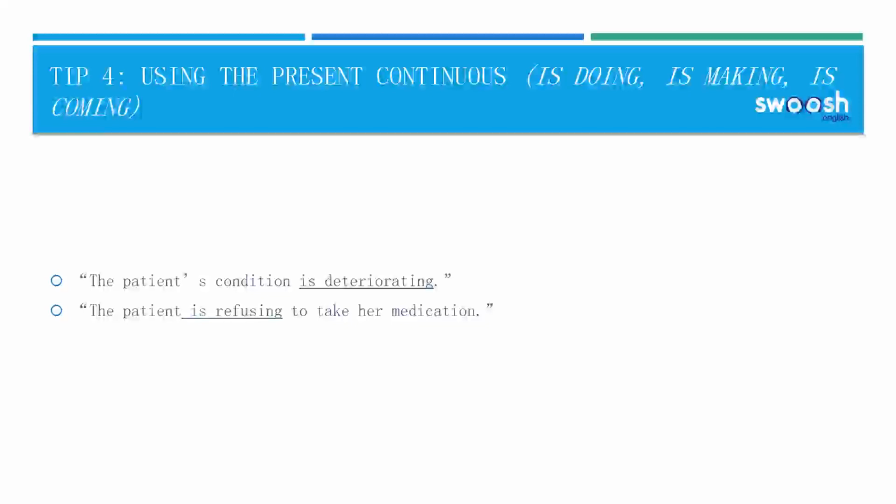For example, as you can see written here, the patient's condition is deteriorating, or the patient is refusing to take her medication. Using the present continuous in these cases indicates that the situation in the present is different to the situation in the past. In the past, the patient's condition was not deteriorating, but now it is. In the past, the patient was not refusing to take her medication, now she is. The use of the present continuous provides a sort of distinction from, or potential contrast to, a previous situation. Its disassociation from the past is what makes it unique in its relevance to the present.